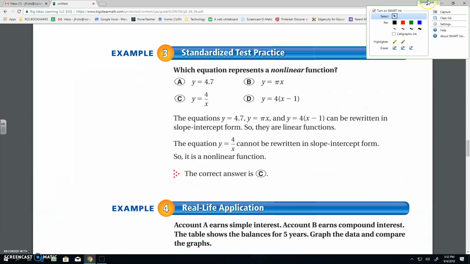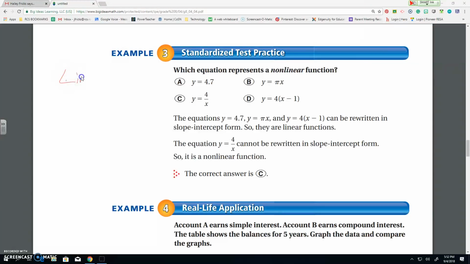Alright, so the last problem we're going to talk about is example 3. I'll let you try example 4 and then see what the answer is, and then try the problems down below. But what we're going to do on this one is just look at equations. So it says, which equation represents a nonlinear function? So a linear function, a linear equation, is going to be whenever, and you can write this definition down, x is to a power of 1. Anything that's not to a power of 1 is nonlinear.